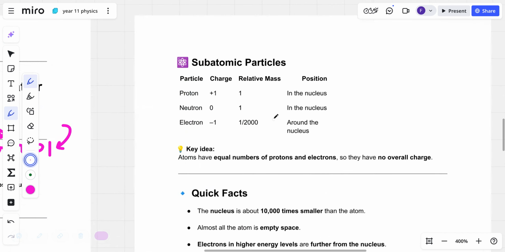Now, here's the mass and the charge. This is a nice little table. You find a proton in the nucleus with a relative mass of 1. Neutron, same thing, same size. It's in the nucleus, but no charge. Electron, minus 1, very diddy, about 2,000 times smaller. You find it around the nucleus.